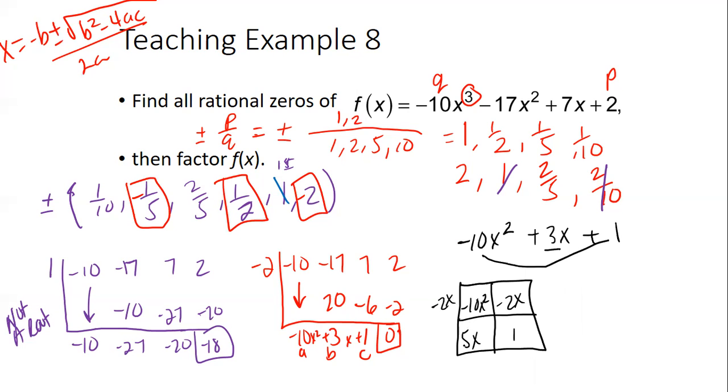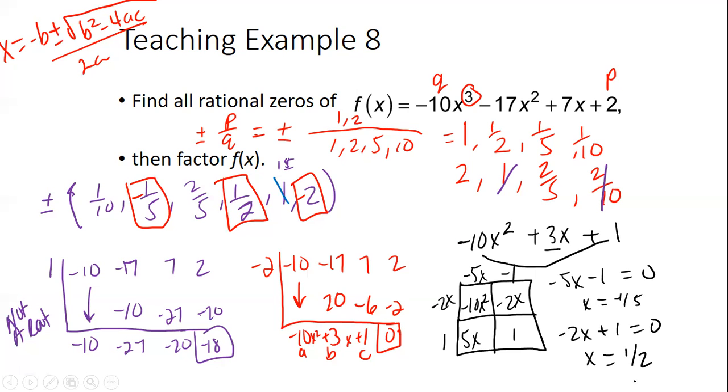So you have -2x, you have 1, you have -5x, and you have 1. -1. So then these are your factors. So you have to solve them: negative 5x minus 1 equals 0 and negative 2x plus 1 equals 0. And that's how you end up with what your zeros are, which is what we said, x equals negative 1/5, right? And we ended up with x equals positive 1/2.